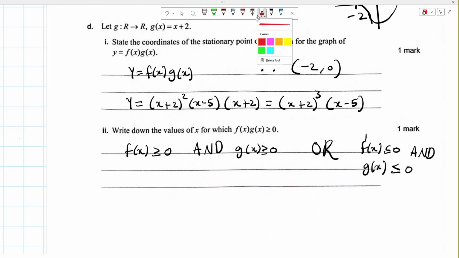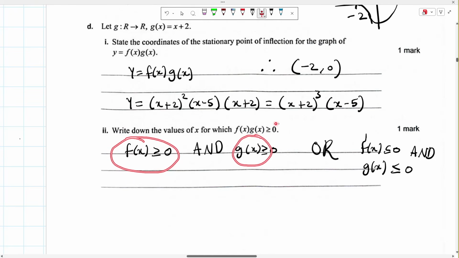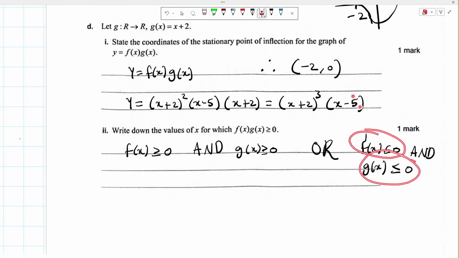Now, this should make sense because a positive number times a positive number would also be positive. A negative number times a negative number would also be positive. Right? So these are the two cases that we can have. And then, of course, they can also be equal to 0, because it's greater than or equal to 0.